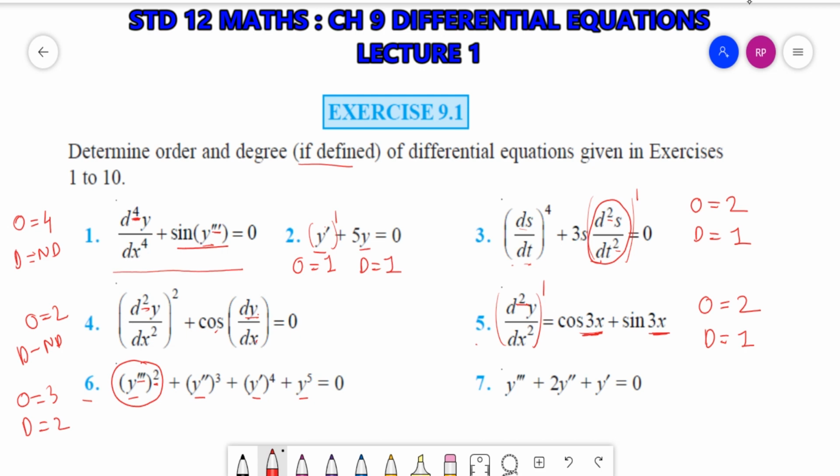Okay. 7. y triple dash, y double dash, y dash. So this is the highest order. So order is equal to 3. And what is its power? 1. So degree is equal to 1. This was about question 1 to 7. So just note this down.